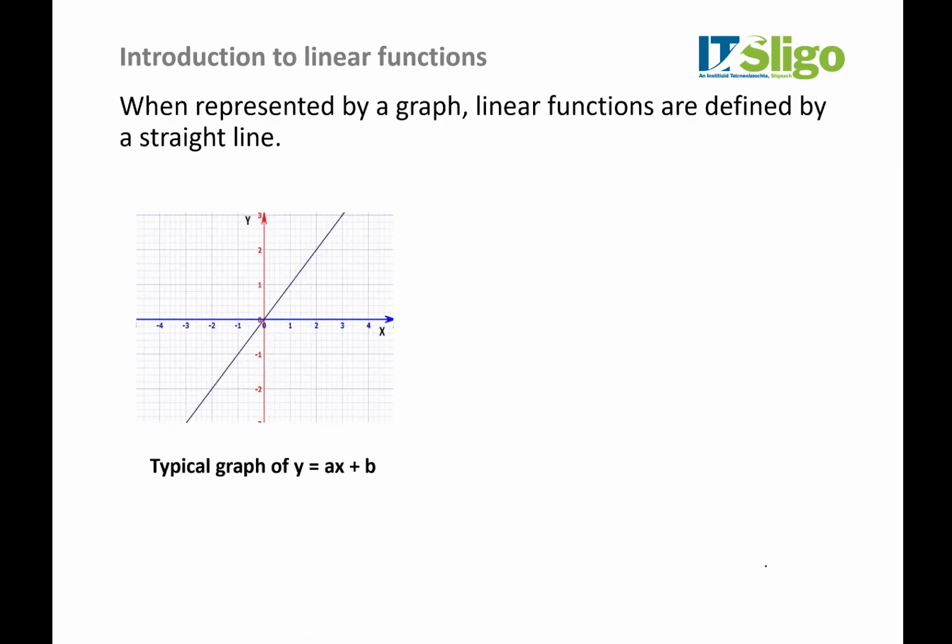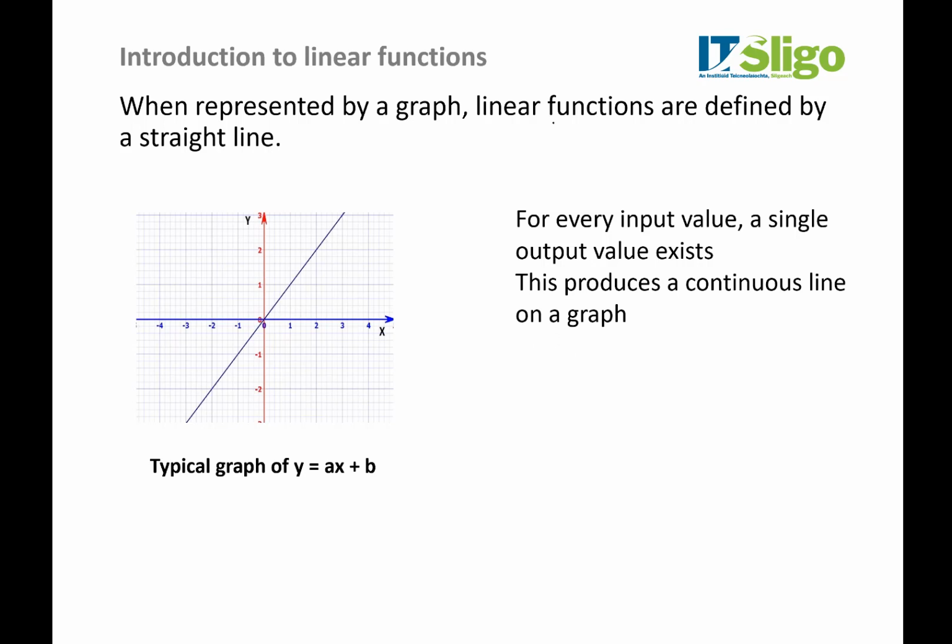So when you draw a graph of a linear function, you always get a straight line. That's where the word linear comes from. So when anyone talks about linear, they're talking about a straight line development. There's a typical graph, ax plus b. For every input, a single output value exists. This produces a continuous line. So what we're talking about here is a function as opposed to just an equation? It is. And it's a one-to-one function.